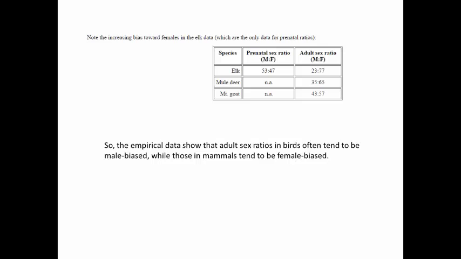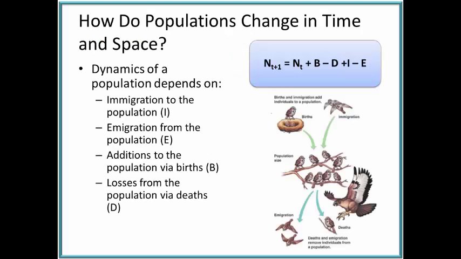So the empirical data show that adult sex ratios in birds tend to be male biased. Those in mammals tend to be female biased. And that can have impacts on courtship, on mating behaviors, and therefore on the reproductive health and function of the organisms. How do organisms' populations change in time and space?